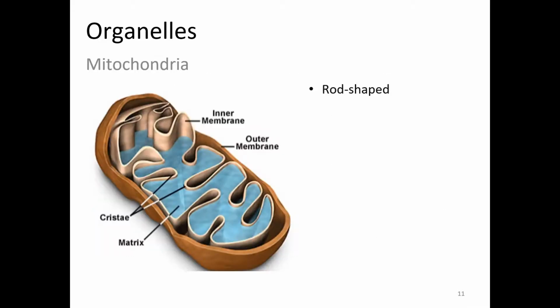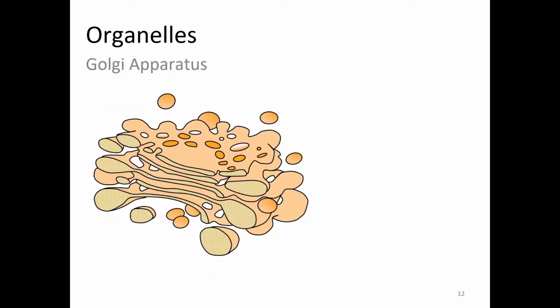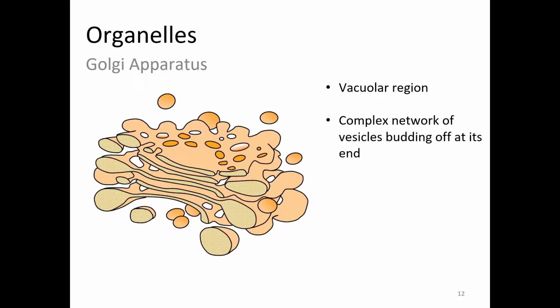Mitochondria is rod-shaped and has a double membrane. Its function is as a site for aerobic respiration and it releases energy. Golgi apparatus is a vacuolar region. It has a complex network of vesicles budding off at its end. Its function is to control the secretory activity of the cell.